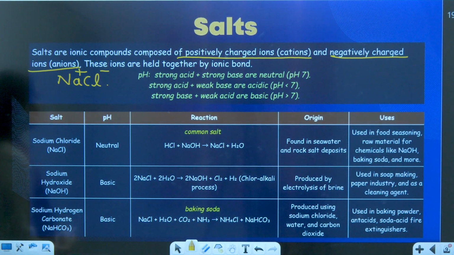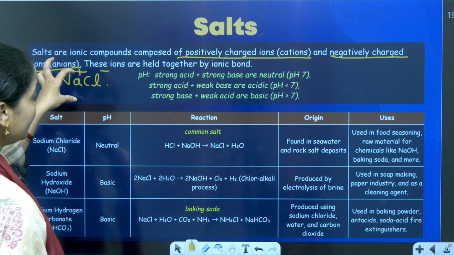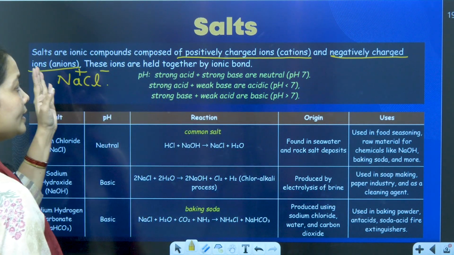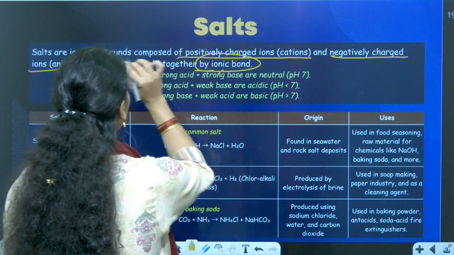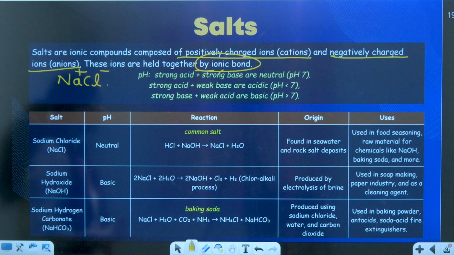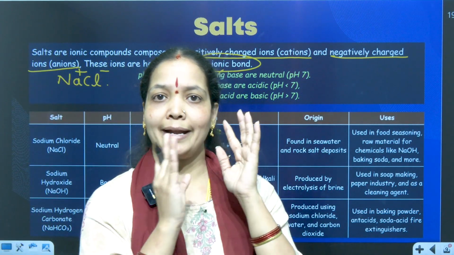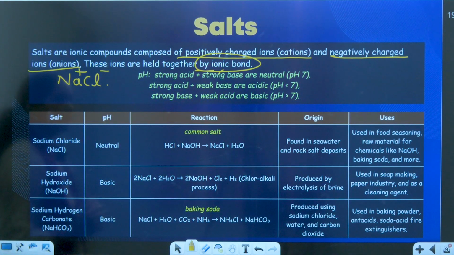So when cations are there, it majorly forms the positive radical and anions form the negative radical. These ions held together by ionic bonds are called salts. The simple thing is, whenever a salt has to be formed, there should be a positive and a negative radical. There are 3 important types of salt.